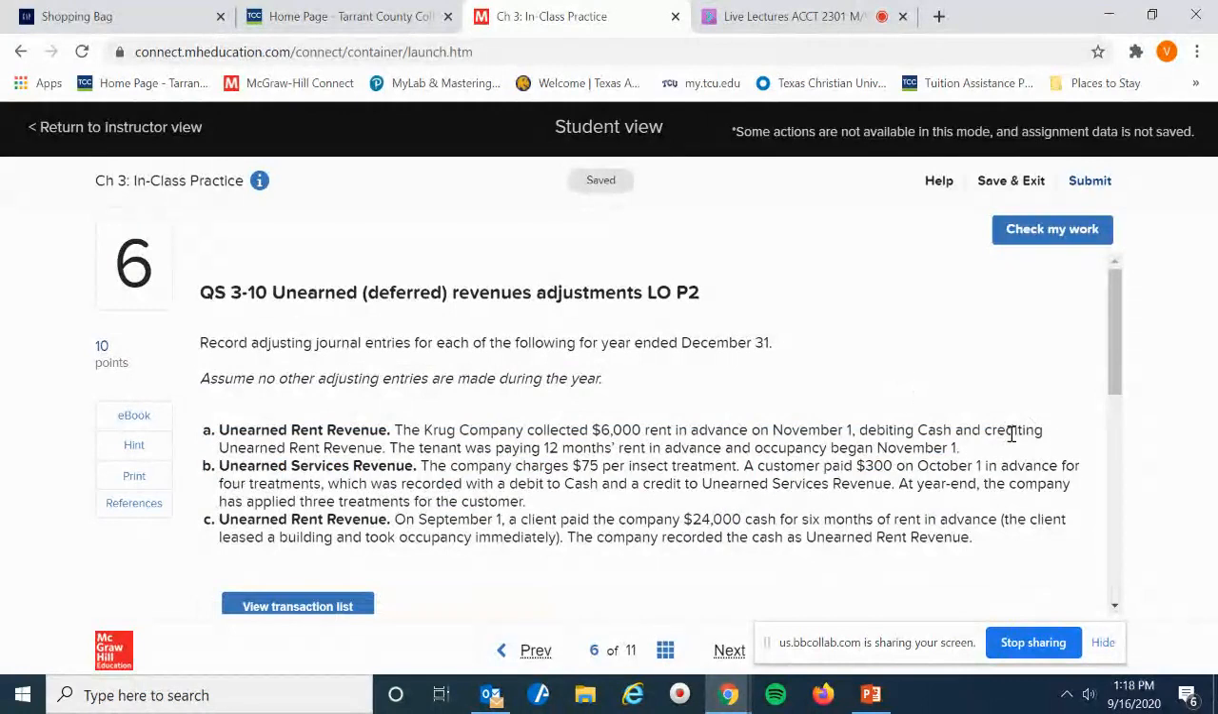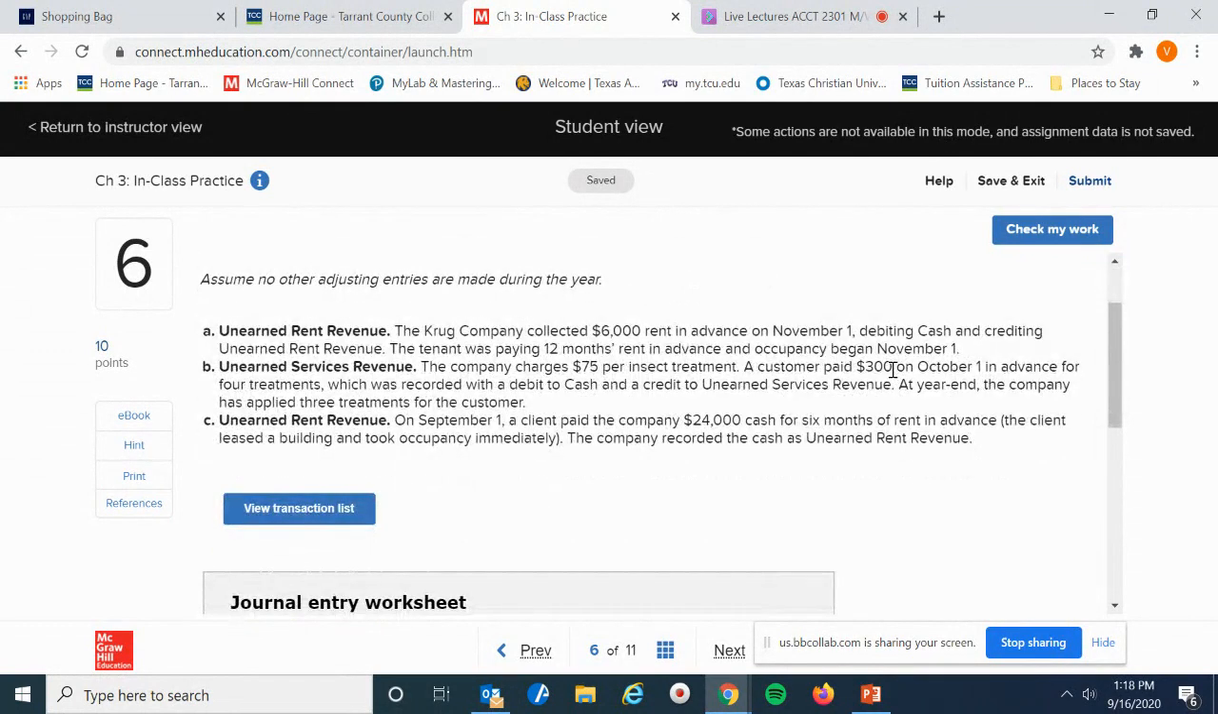All right, so let's look at the next one, unearned or deferred revenue adjustments. So this is another deferral. Remember last time we only talked about deferrals. This is the first time that we're actually looking at problems, but we talked about deferred revenues and deferred expenses last time. So just like I told you with deferred expenses, think of prepaid expenses. I'm telling you with deferred revenues to think unearned revenues.